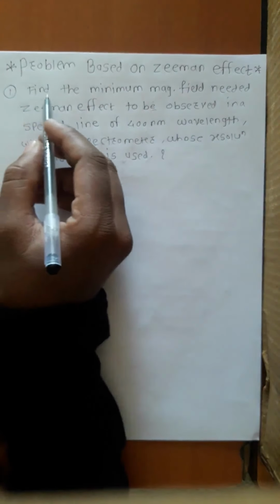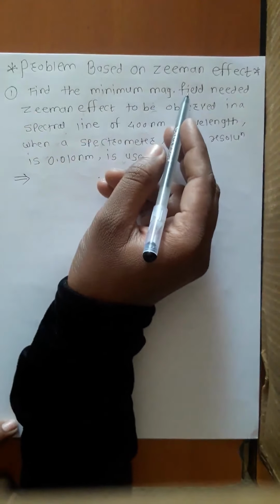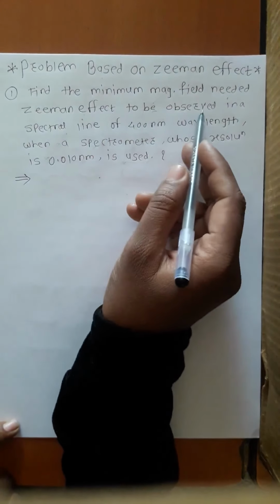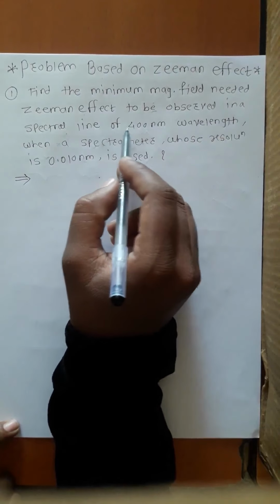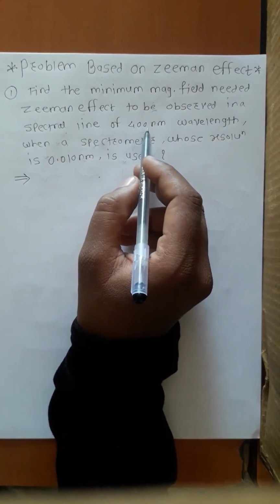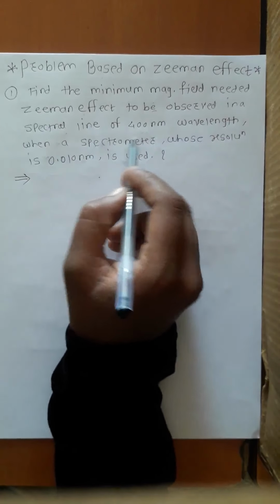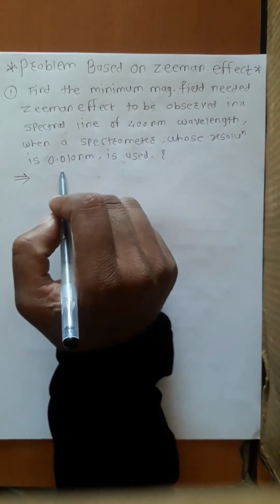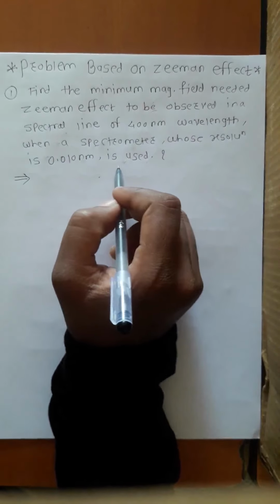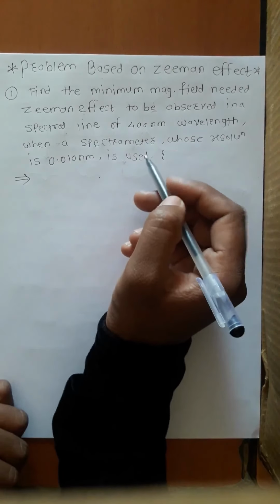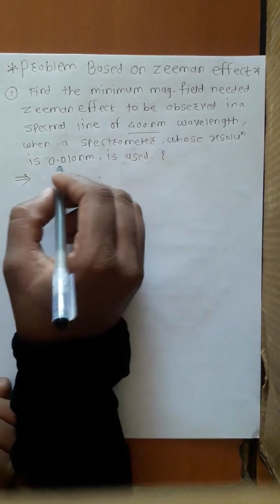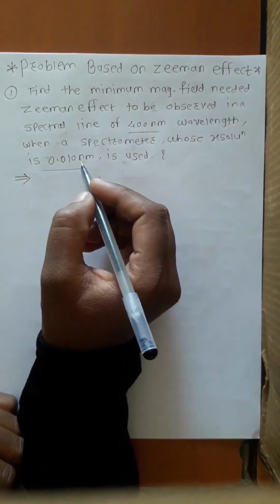First problem: find the minimum magnetic field needed for the Zeeman effect to be observed in a spectral line of wavelength 400 nanometer when a spectrometer whose resolution is 0.010 nanometer is used. Now, we are given this wavelength and this resolution.